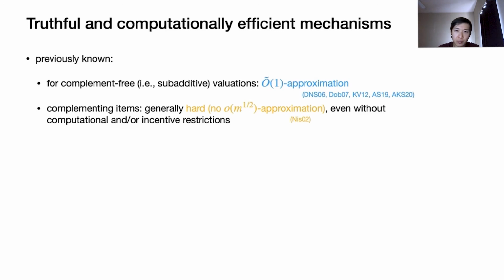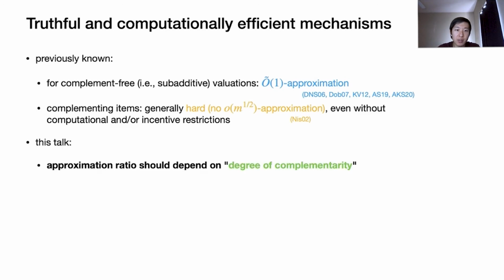The main message of this talk is that we interpolate between the two regimes, and we show that the approximation ratio should somehow depend on the degree of complementarity.